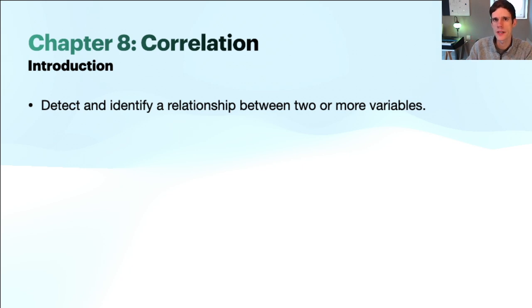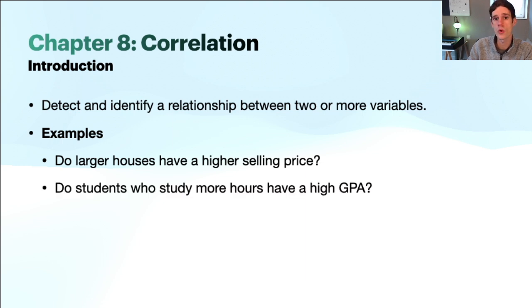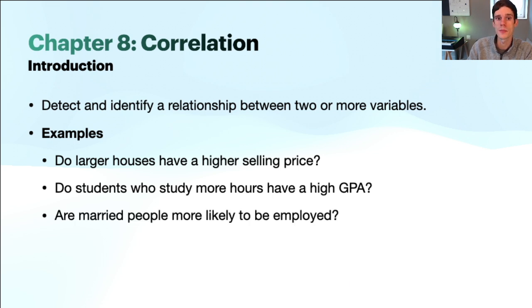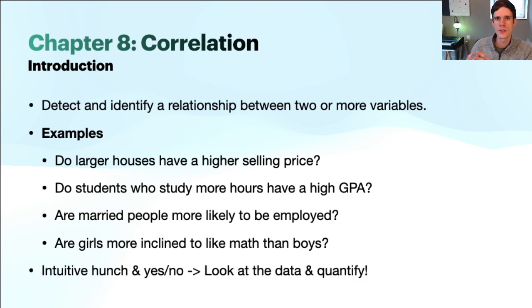Now, let's look at some example questions that identifying correlation seeks to answer. For instance, do larger houses have a higher selling price? Or do students who study more hours have a higher GPA in the end? But also, are married people more likely to be employed? And are girls more inclined to like math than boys? These are all questions that you regularly see circulating in the media and society as a whole, and for which most people have an intuitive answer or a hunch.